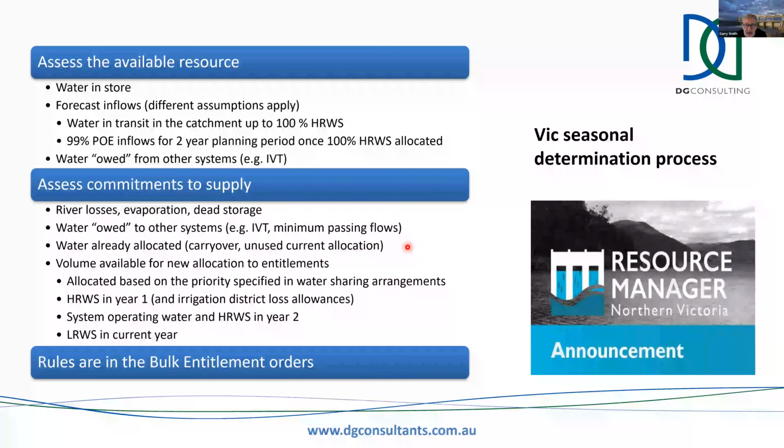And that's allocated based on the priorities specified in the water sharing arrangement. So in Victoria, that's in the bulk entitlement documents. Basically the priorities are high reliability water shares in year 1 and irrigation district losses allowances at the same time. And then system operating water and high reliability water shares in year 2, and then move on to low reliability water shares in the current year if there's sufficient resources coming in throughout the season. So as I said, those rules are all in the bulk entitlement orders for the various systems.